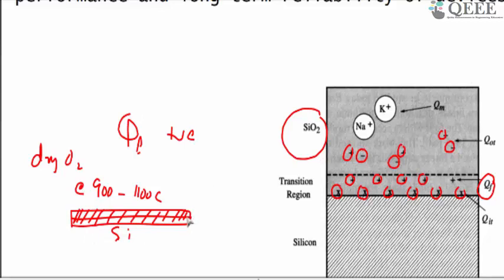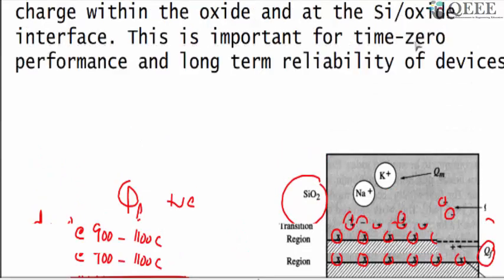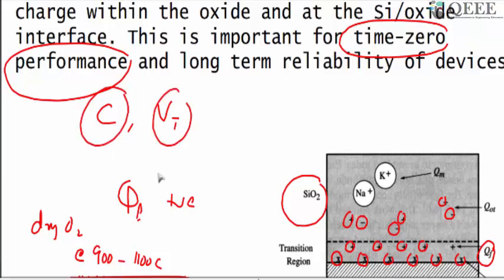Then the question is, apart from changing the VT and the CV characteristics, what are the problems with these charges or traps? If the charges are present here, they will affect something known as the time zero performance. Time zero performance is this: you have some capacitance or some VT of the device, and you calculate it by hand if you know the doping.